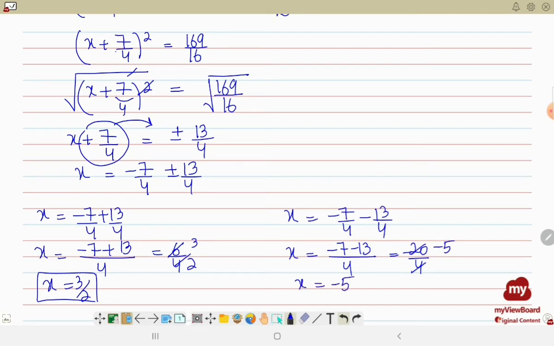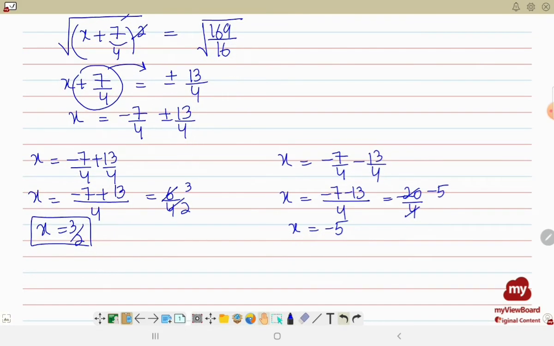So at the end we have to write down the solution set also. That will be minus 5 comma 3 by 2, bracket close. Hope you understand the steps of working of this completing square method.